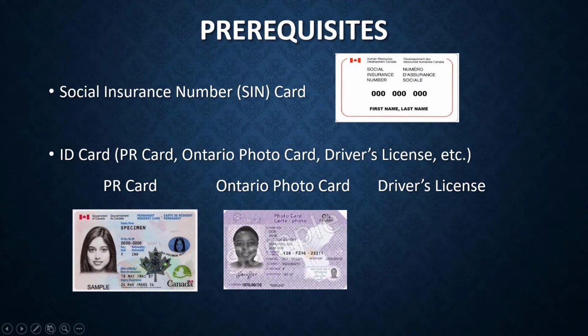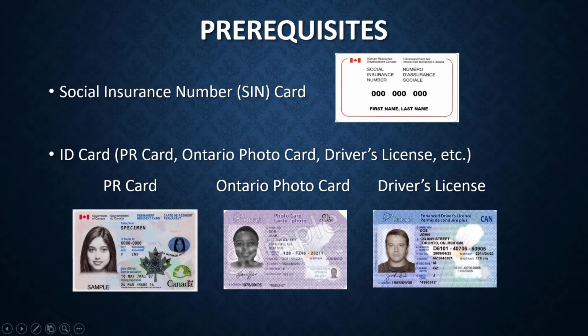Here's an Ontario photo card, which is a new way of identification that Ontario has come up with. Before, people could just use their driver's license, but some people may not be able to obtain a driver's license for whatever reason. So Ontario has come up with this solution so that you can get this photo ID if you don't have one. And the last one is the driver's license, which looks something like this.